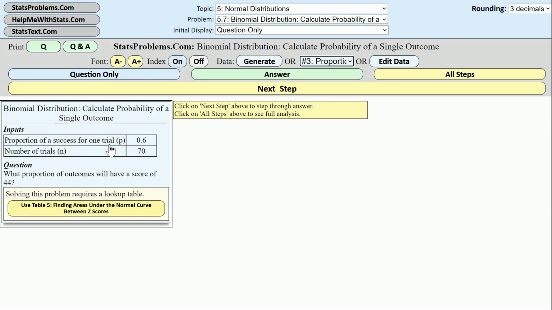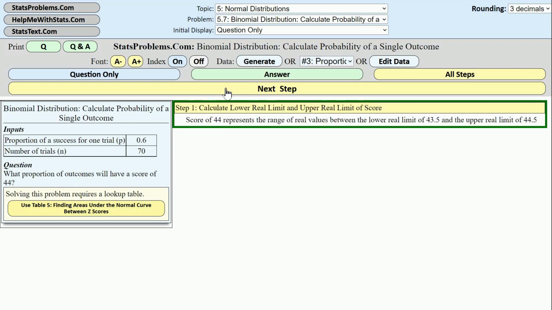Proportion of a success for one trial, p, is 0.6. Number of trials, n, is 70. What proportion of outcomes will have a score of 44? Let's step through the solution by clicking on the Next Step button.